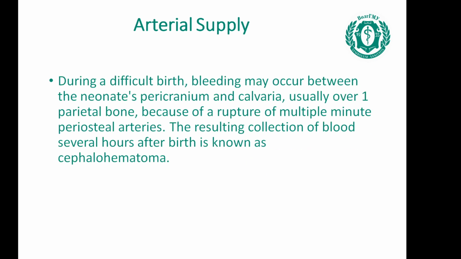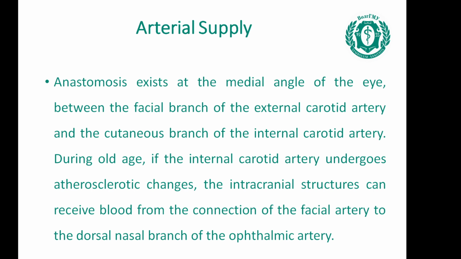During a difficult birth, bleeding may occur between the neonate's pericranium and calvaria, usually over the first parietal bone, because of a rupture of the multiple minute periosteal arteries. The resultant collection of blood several hours after birth is known as a cephalohematoma. Anastomosis exists at the medial angle of the eye, between the facial branch of the external carotid artery and the cutaneous branch of the internal carotid artery. During old age, if the internal carotid artery undergoes atherosclerotic changes, the intracranial structures can receive blood from the connection of the facial artery to the dorsal nasal branch of the ophthalmic artery.